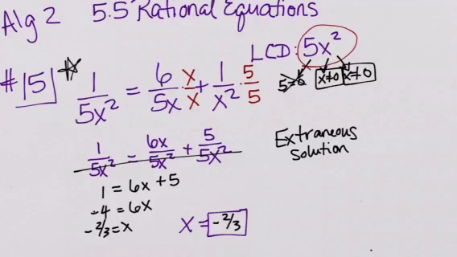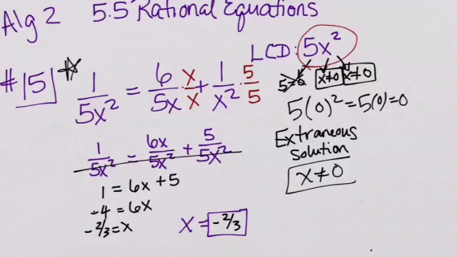So watch this. 5 times 0 squared equals 5 times 0, which equals 0. A denominator of 0 is not allowed. So our extraneous solution is that x cannot equal 0. As long as we don't find that as an answer, we're okay. And we are. Our answer is not 0, so our answer can work.